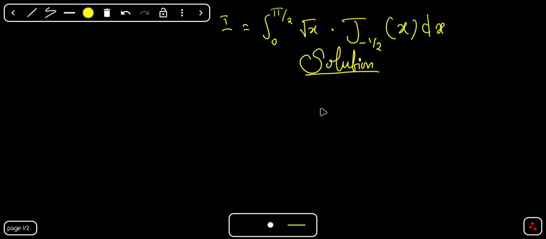So in today's video we have this beautiful problem that we want to solve. We have the integral from 0 to pi over 2 of the square root of x multiplied by the Bessel function of order negative half of x. Okay, so that's the problem we want to solve in today's video.